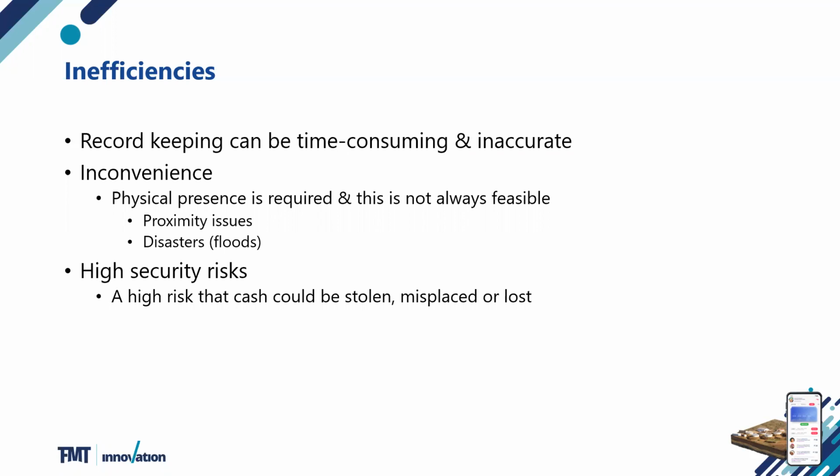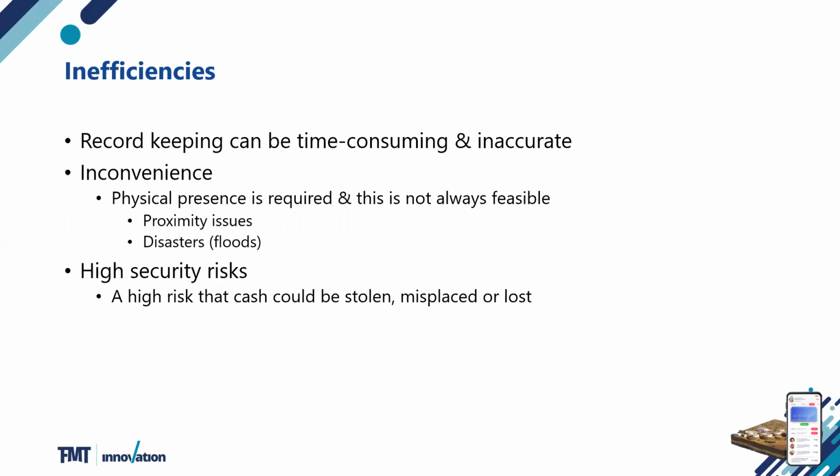Now, another issue with savings groups is the issue of inconvenience. Physical presence is required, and this is not always feasible. Think about proximity issues where it's probably a rural location where this savings group is. The distances that these people must travel to get to a meeting are quite large, and it gives a bit of an inconvenience. And say there is a disaster, maybe there's a flood, it means that this savings group must stop operating and then only resume when there's no longer any risk.